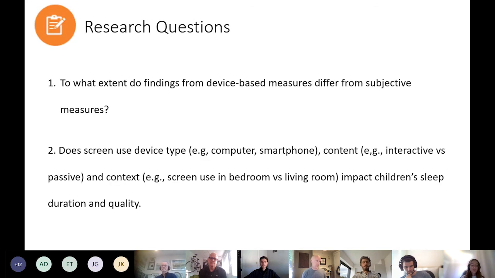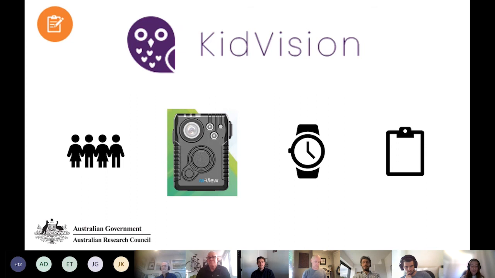So in this study, I want to have a look at these associations, and I also want to look at how the relationship between screen use and sleep compares across the subjective and the device-based measures. The data for this study will be collected as part of the larger study called Kid Vision. Participants will be aged 7 to 10 years old, and they'll be required to wear a camera during all waking hours across 4 days. The participants will wear an accelerometer for 8 days, and then complete a self-reported screen use questionnaire and a self-reported sleep questionnaire.